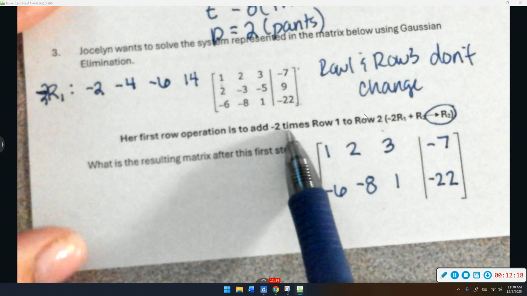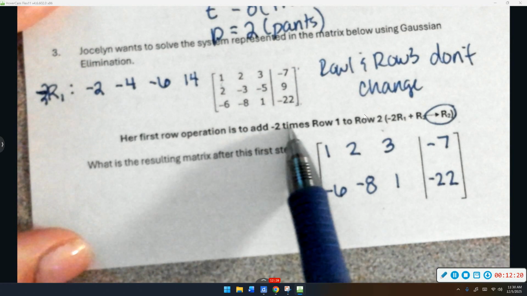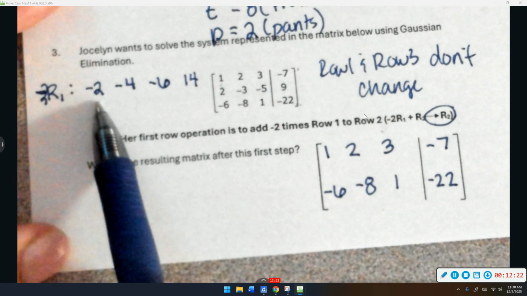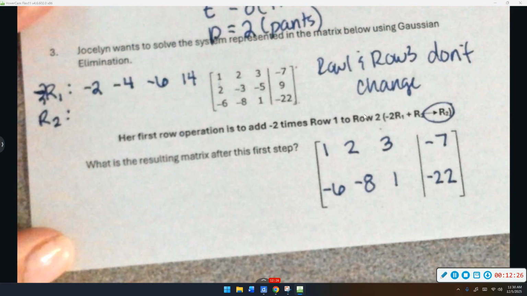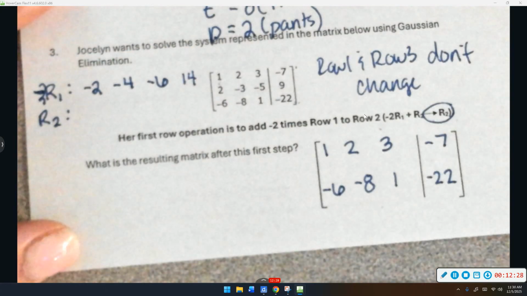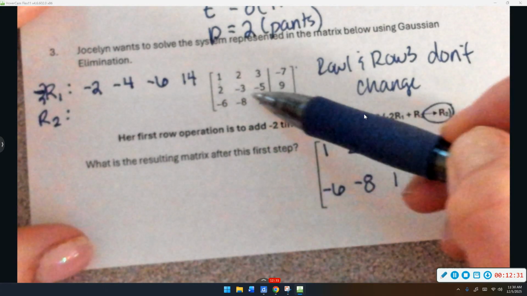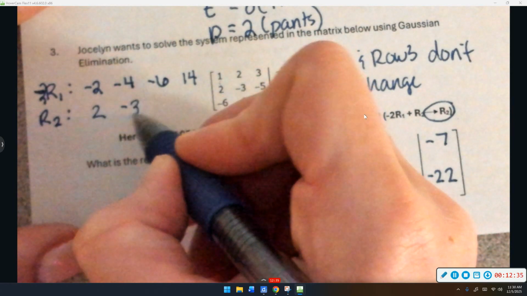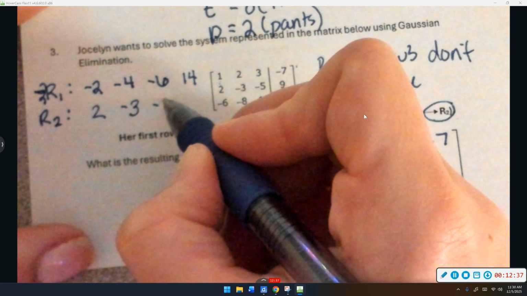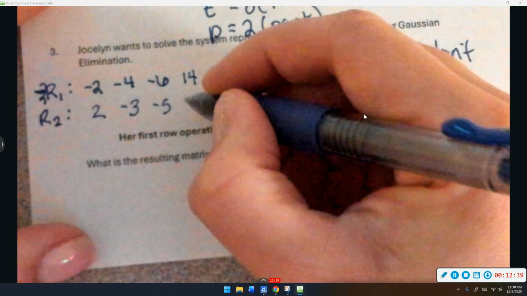Okay, then what is the command telling me to do? I'm going to add that to row 2. So right underneath these numbers, I'm going to copy down what row 2 is, because then I'm going to add these numbers together. So row 2 is just these numbers. So I'm going to write that down. 2, -3, -5, and 9.